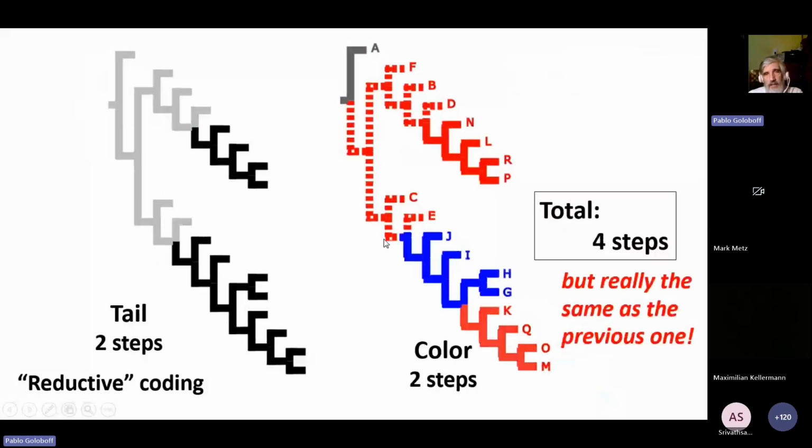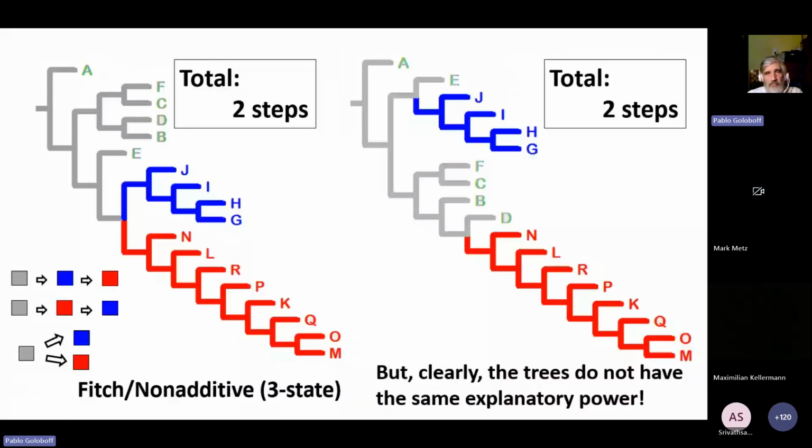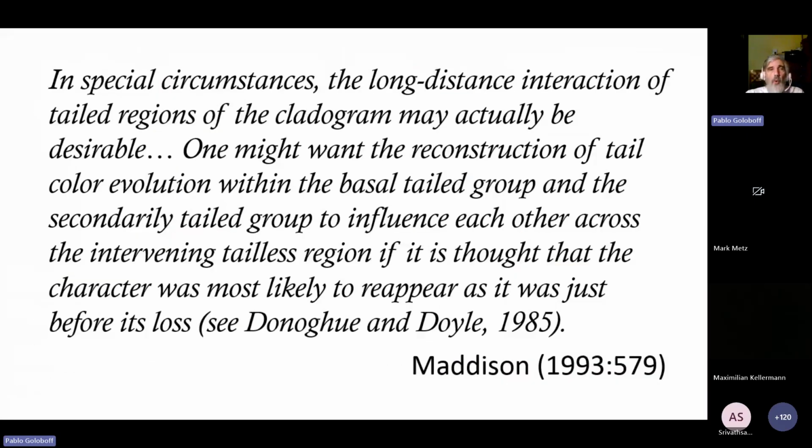One might want that, sorry. So one might want those groups to influence each other across the intervening tailless region, if it is thought that the character was most likely to reappear as it was just before its loss.